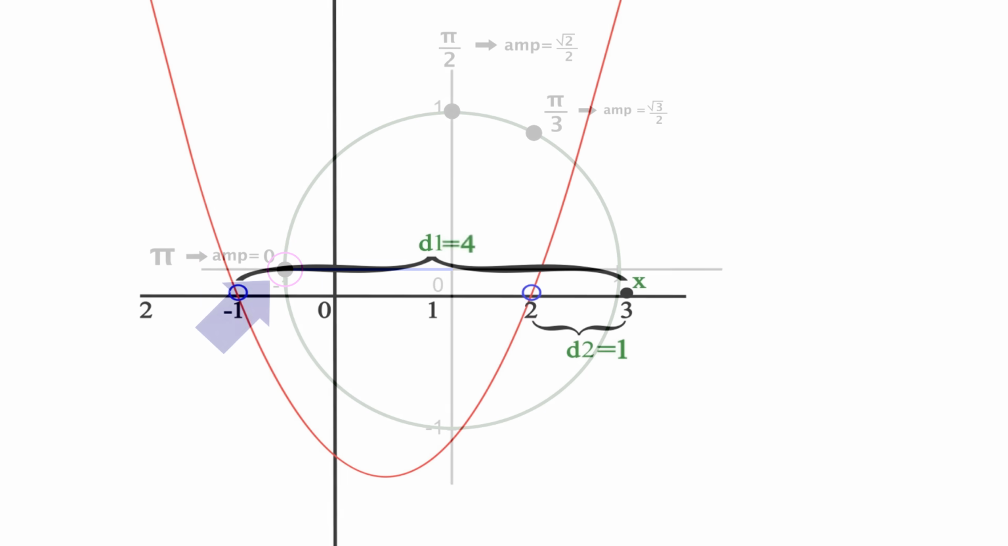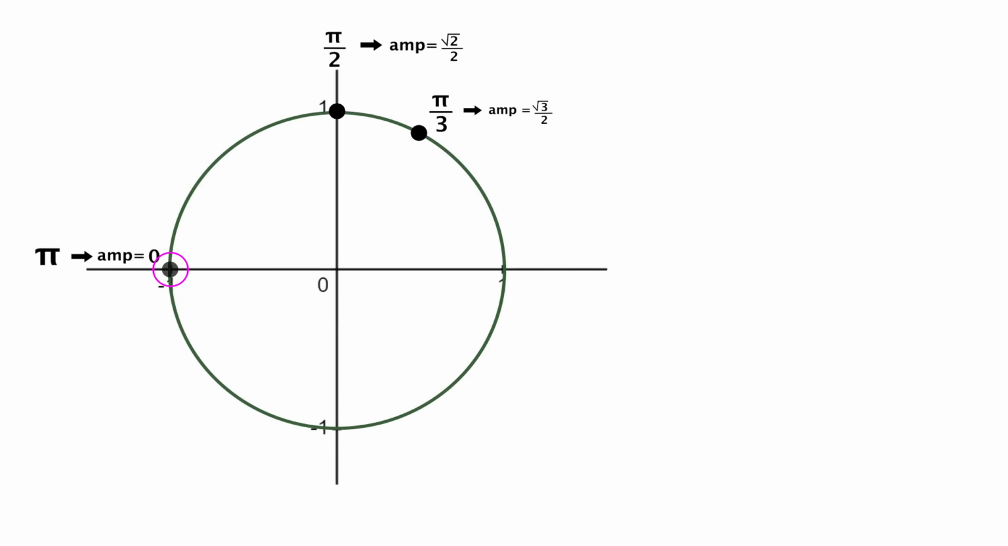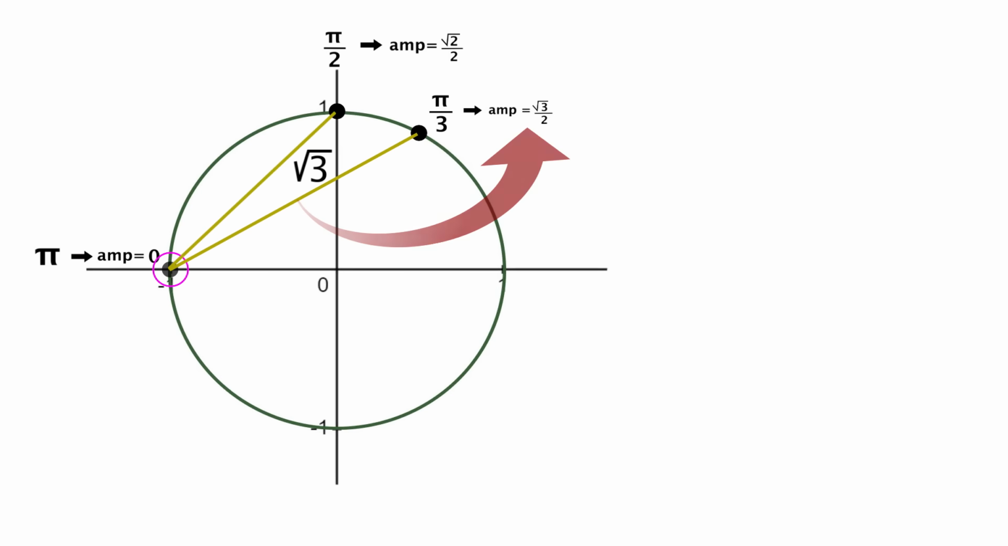Now remember from the parabola, the distances from the zeros were used to find the output. Well, on our circle here, the distance from the point at pi/3, let's say, to the 0 is the square root of 3, twice the output at that point. And the distance from the point at pi/2 to the 0 is the square root of 2, also twice the output at that point. This will in fact always be the case.